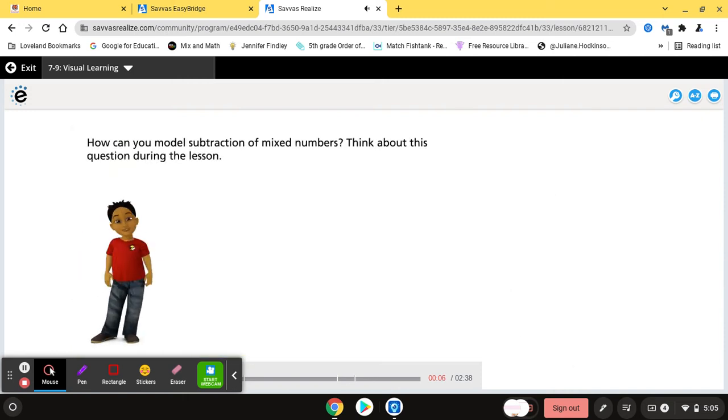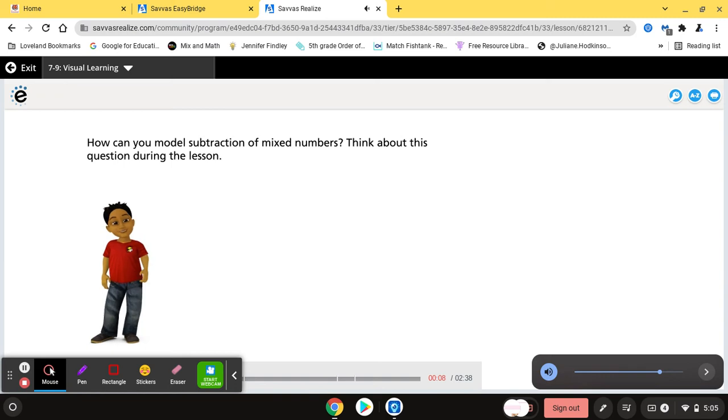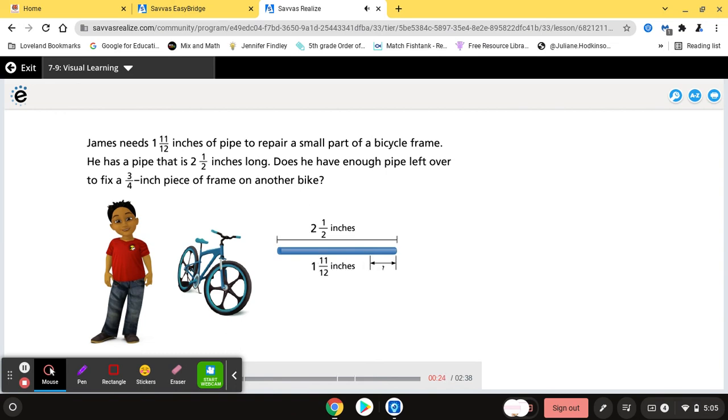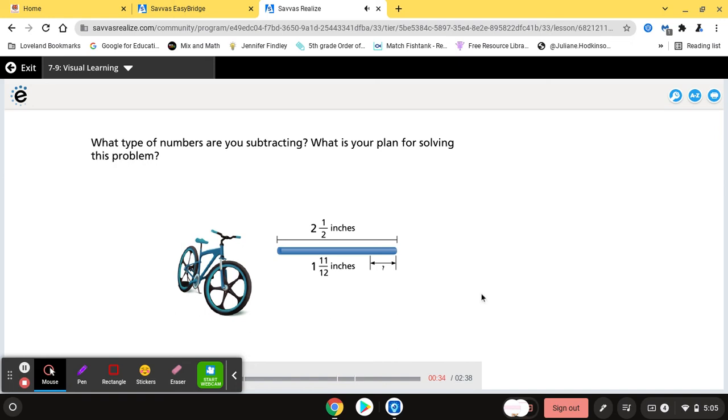How can you model subtraction of mixed numbers? Think about this question during the lesson. James needs 1 11/12 inches of pipe to repair a small part of a bicycle frame. He has a pipe that is 2 1/2 inches long. Does he have enough pipe left over to fix a 3/4 inch piece of frame on another bike? What type of numbers are you subtracting? What is your plan for solving this problem?